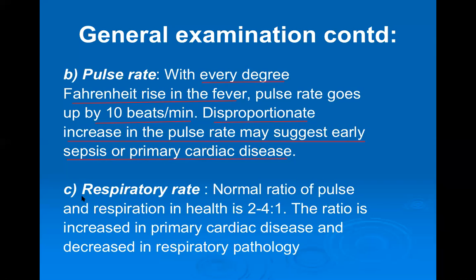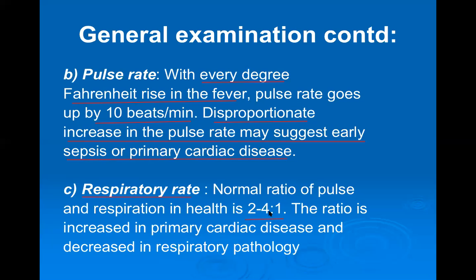Let's move on. Another is respiratory rate. The normal ratio of pulse and respiration in health is 2 to 4 to 1. What does that mean? So let's talk about it. If a child has a respiratory rate of 30, the pulse rate is around double to 4 times that. It depends on the age. It's the average one, right? So if the pulse rate is 90 and respiration is 30, it's an acceptable range, like that.